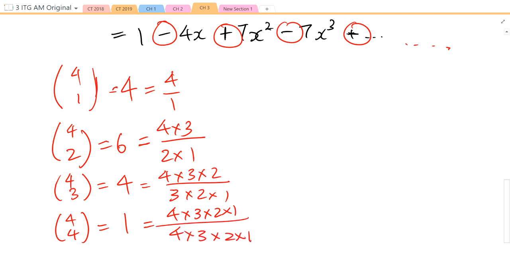Okay, using this example, do you think you can find a pattern of how we go from here to here? From here to here. What is the pattern that you can see?